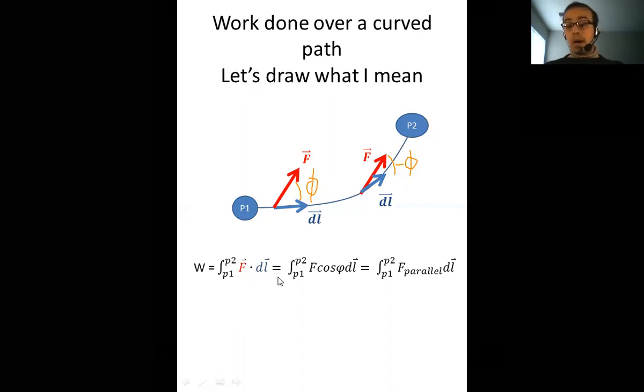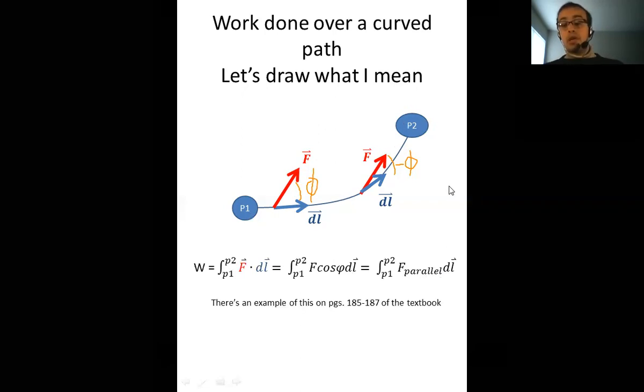Another way that you can think about this is it's the integral between P1 and P2 of the magnitude of this force vector times the cosine of the angle between the force vector and this infinitesimally small displacement vector times the magnitude of the infinitesimally small displacement vector. Or finally, if you're just looking at the component of force which is parallel to this infinitesimally small displacement vector, again, delimited by position 1 and position 2.